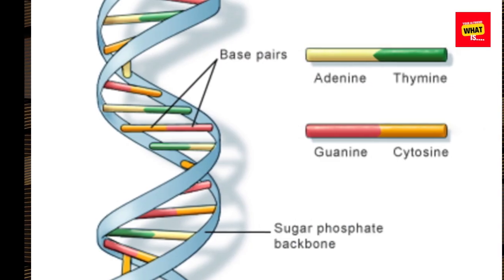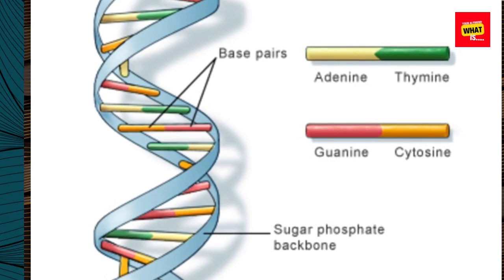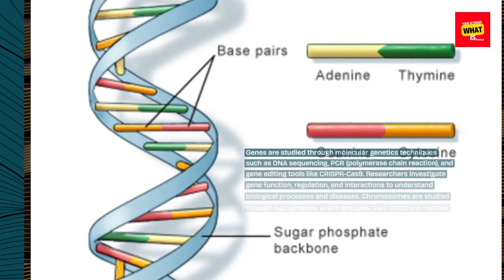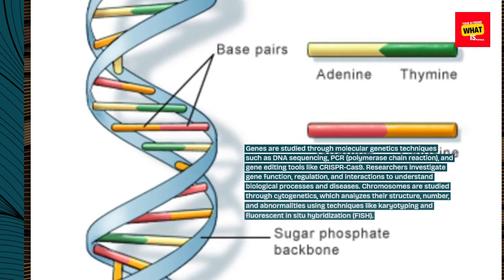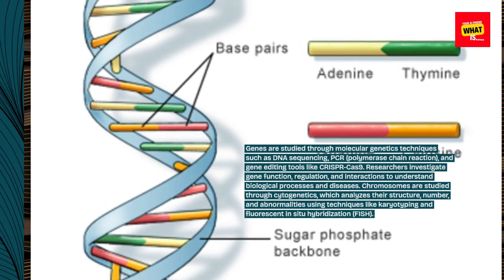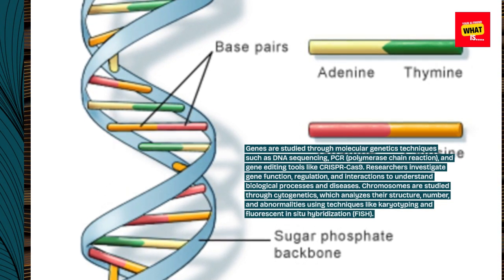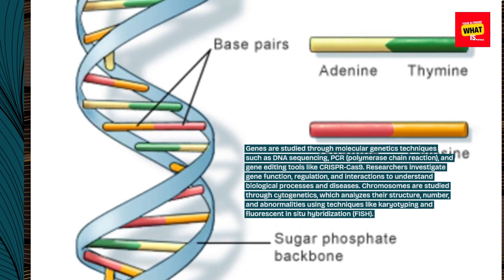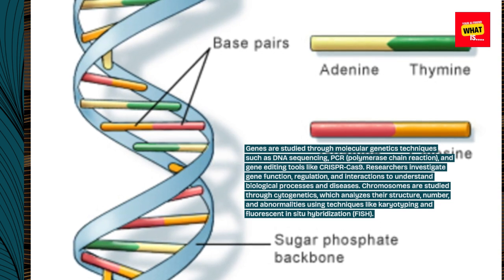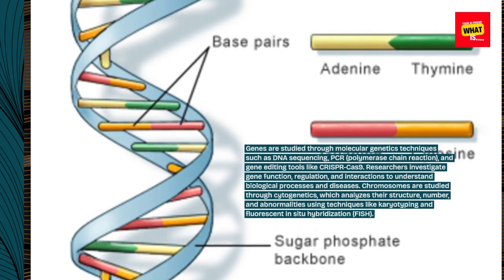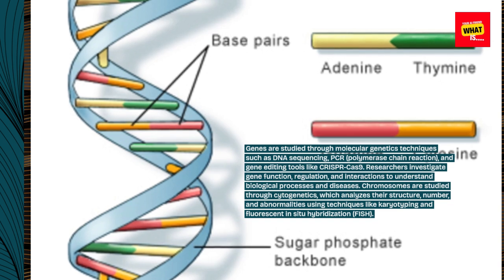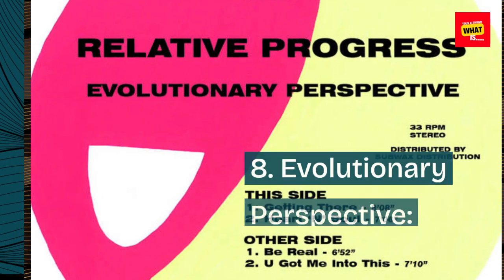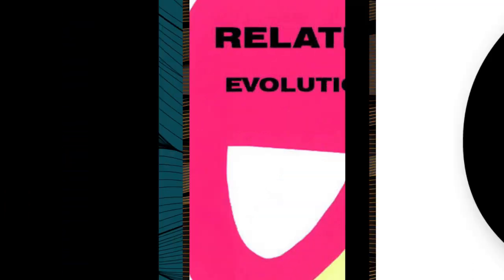7. Study and research. Genes are studied through molecular genetics techniques such as DNA sequencing, PCR (polymerase chain reaction), and gene editing tools like CRISPR-Cas9. Researchers investigate gene function, regulation, and interactions to understand biological processes and diseases. Chromosomes are studied through cytogenetics, which analyzes their structure, number, and abnormalities using techniques like karyotyping and fluorescent in situ hybridization, FISH.